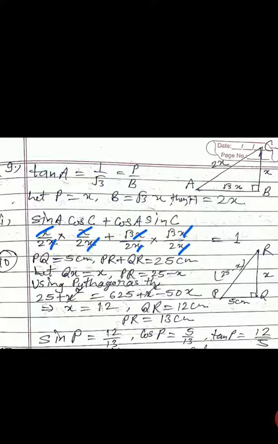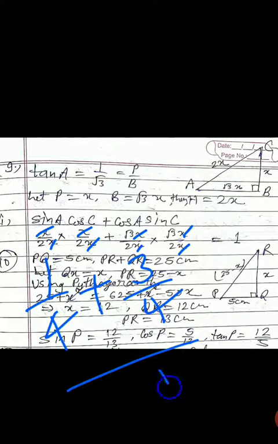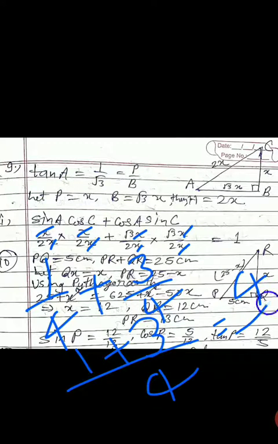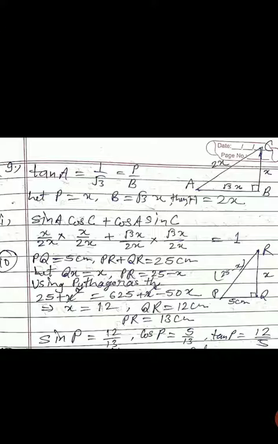So 1 upon 2 into 1 upon 2 is 1 upon 4, plus root 3 into root 3, that is 3 upon 4. If we take LCM, that is 4, in the numerator it will be 1 plus 3. 1 plus 3 will be 4 upon 4. Then if we cancel both, we get 1. So it is your answer. Clear? By this way you can solve this. Now the second part is left, so you can solve it yourself. That is cos A cos C minus sin A sin C. Only these values you have to put.